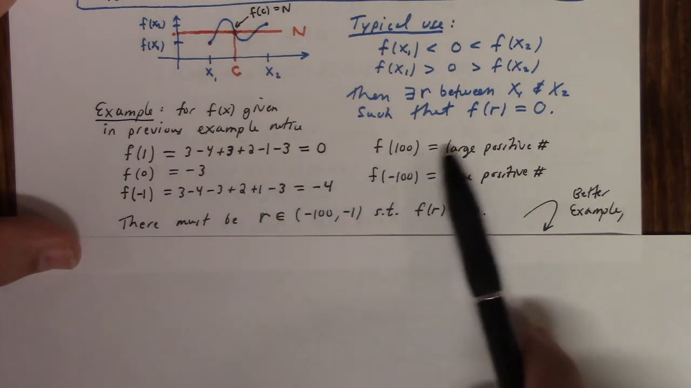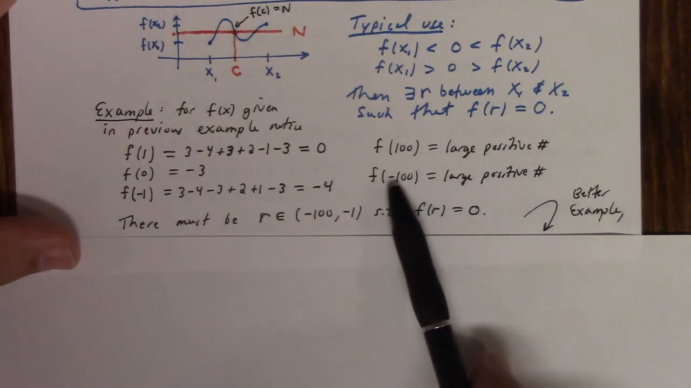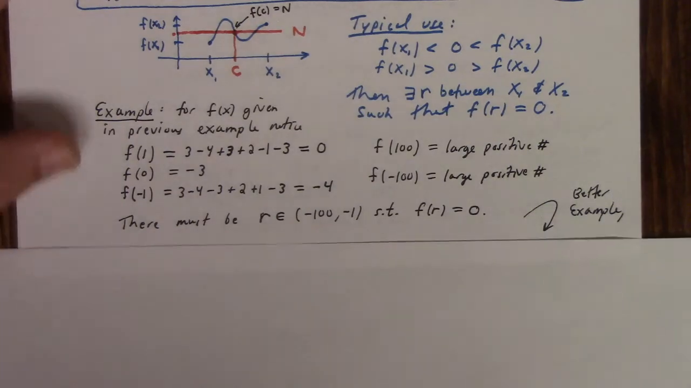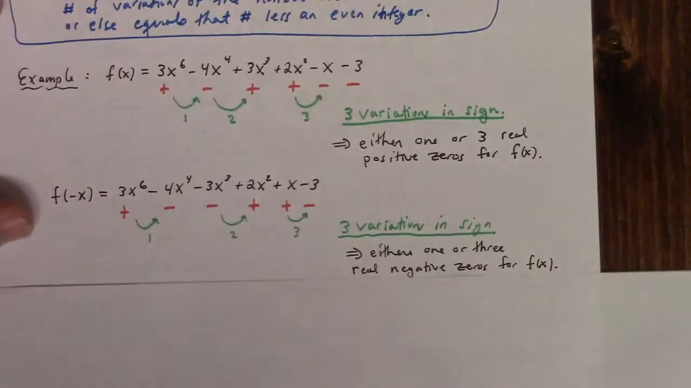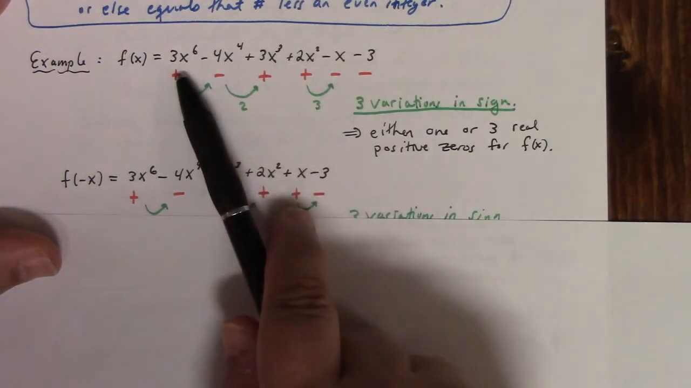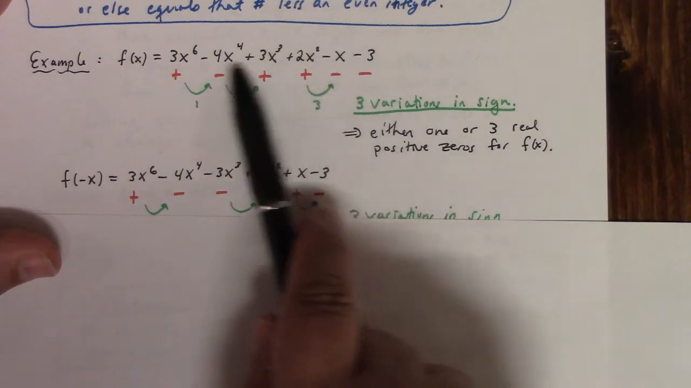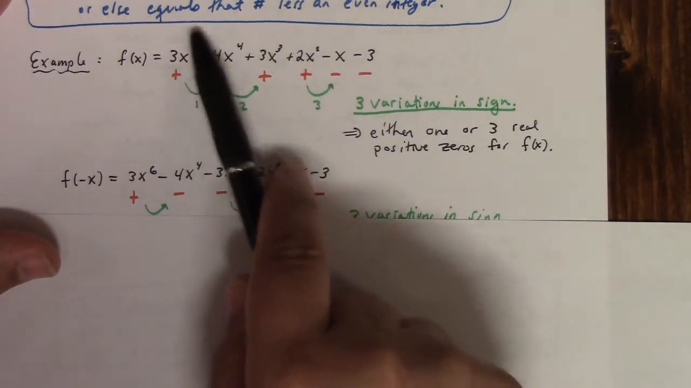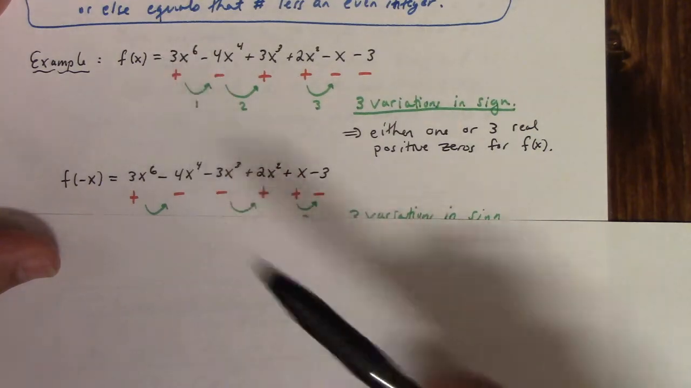And I said, well, what about 100? If I plug in 100, I get a large positive number. If I put in minus 100, I get a large positive number. Because if you look at it, just think about the formula, right? If you plug in 100 into this, 100 to the sixth power is way bigger than any of this other stuff, so it's going to totally dominate. Basically, this is the dominant term for x pretty big.